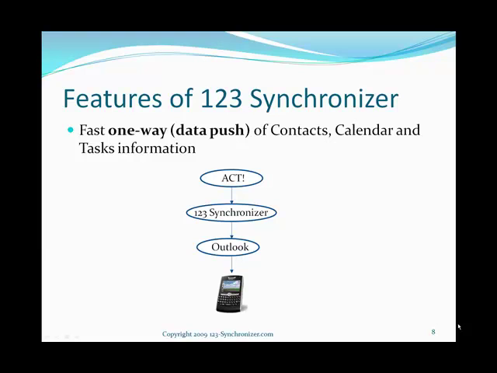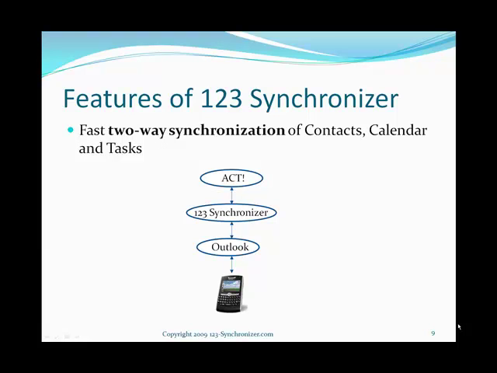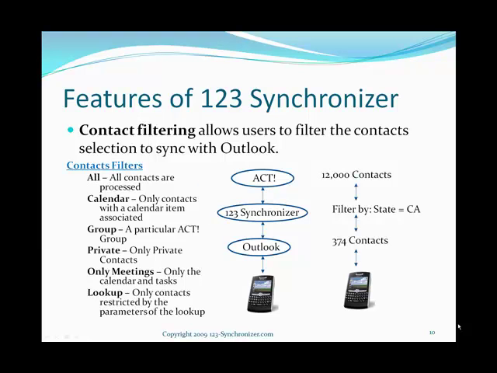Some of our clients like to use our synchronizer to push data one way, so we support that. You can just set a couple of settings and basically push data from ACT over to Outlook and into the smartphone. We also synchronize two ways, so updates in ACT make it to Outlook, and any modifications in Outlook or the BlackBerry in this case make it back into ACT. So that's a full synchronization implementation.